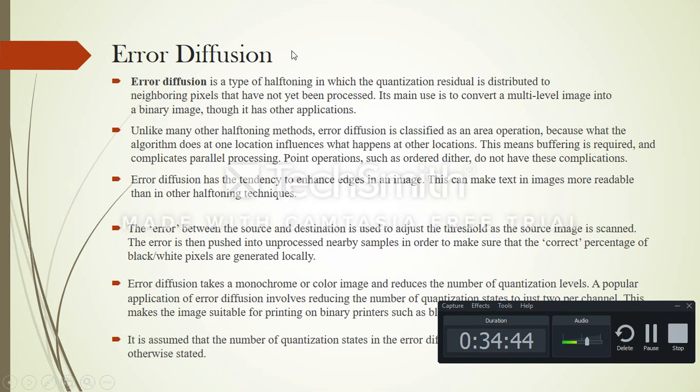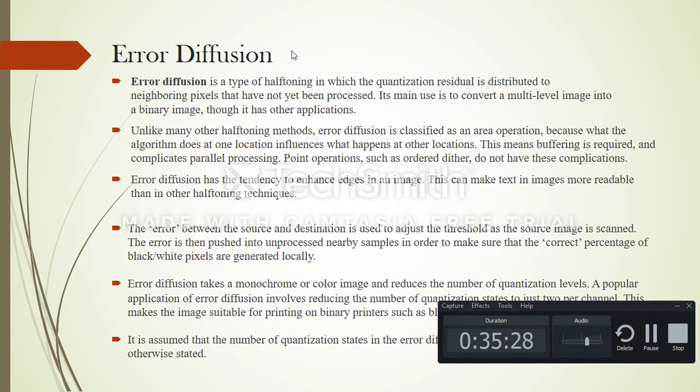Error diffusion. Error diffusion is a type of halftoning in which the quantization residual is distributed to neighboring pixels that have not yet been processed. Its main use is to convert a multi-level image into a binary image. Unlike many other halftoning methods, error diffusion is classified as an area operation because what the algorithm does at one location influences what happens at the other location. This means buffering is required and complicated parallel processing. Error diffusion has a tendency to enhance edges in the image. This can make text in the image more readable than in the other halftoning techniques.